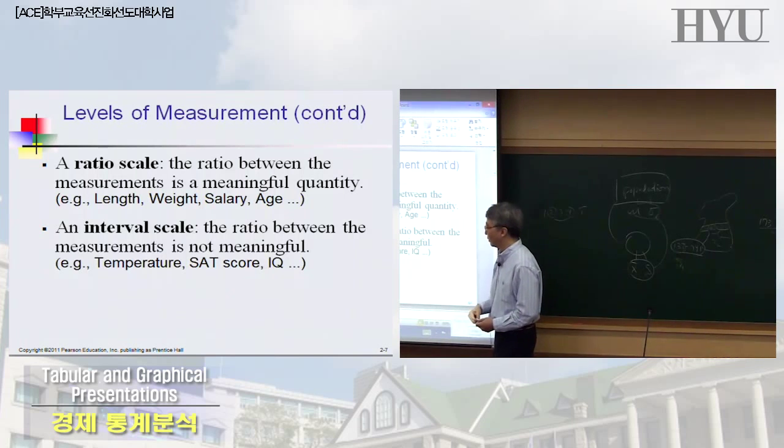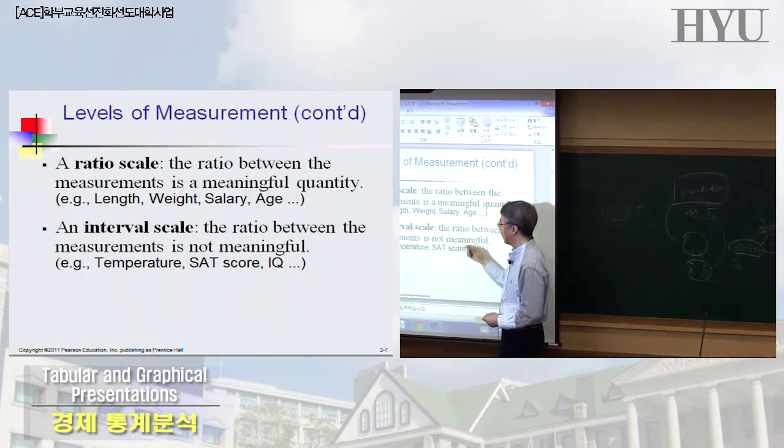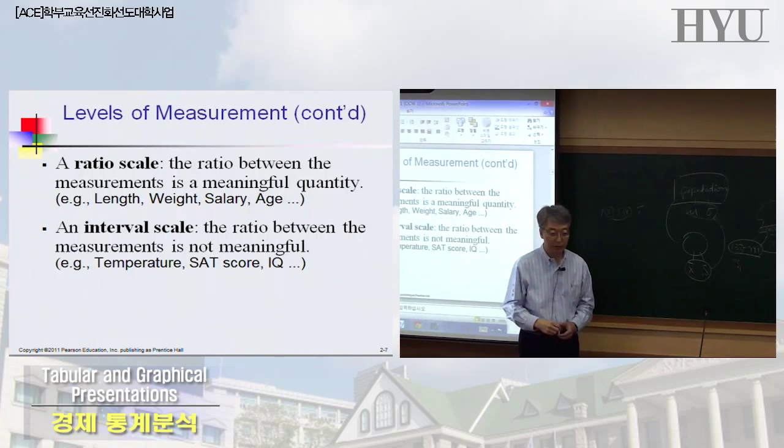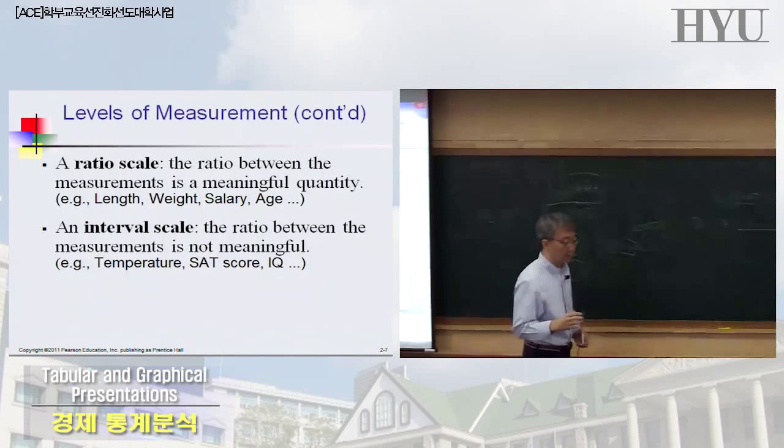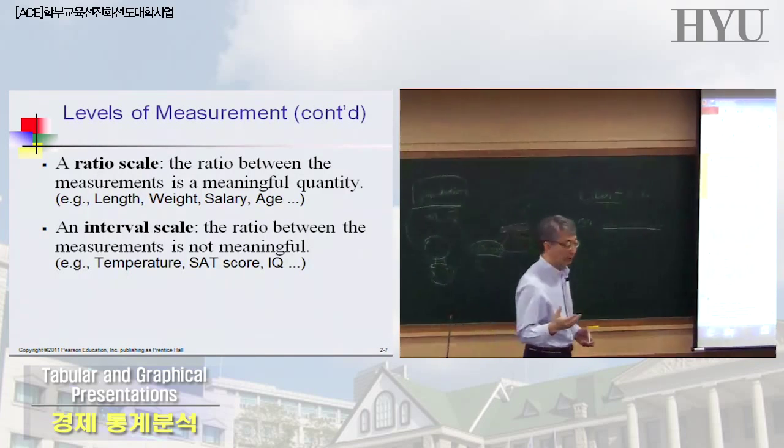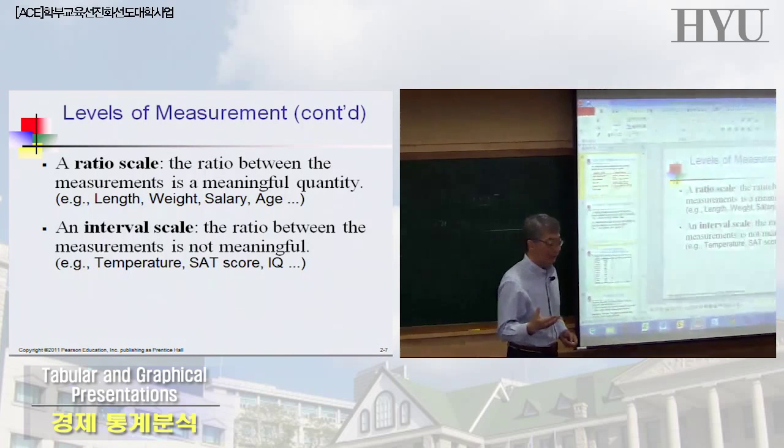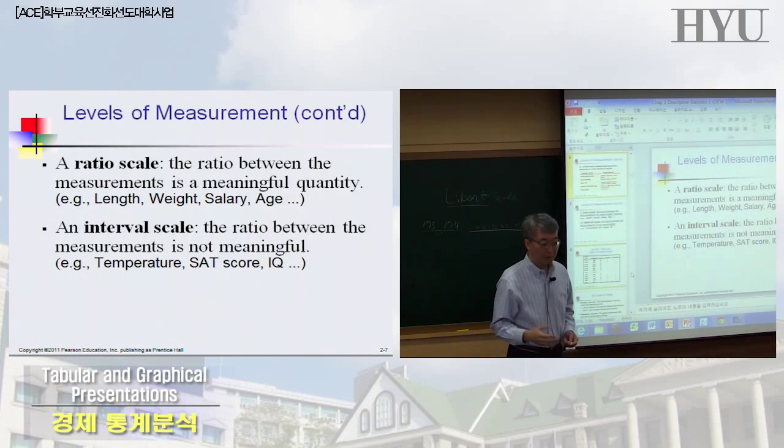So length, weight, salary, age, all those things, amount of money. If you have 2001, you can buy twice as many. What? With 2001, what can you buy?